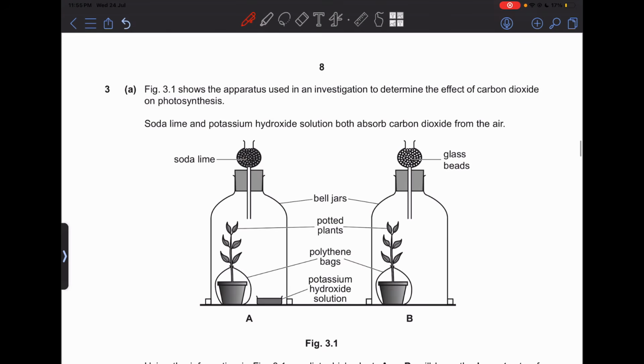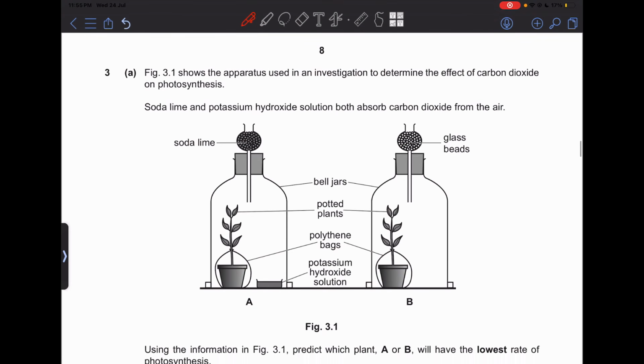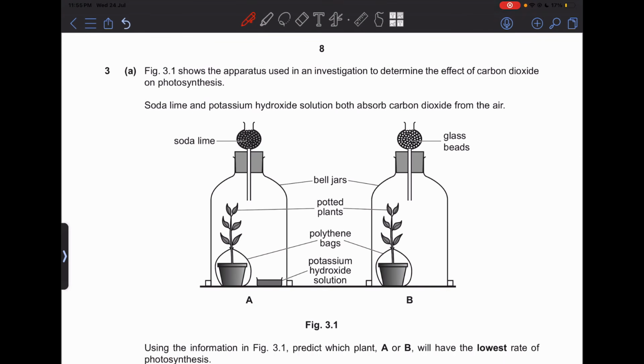3a, figure 3.1 shows the apparatus used in an investigation to determine the effect of carbon dioxide on photosynthesis.